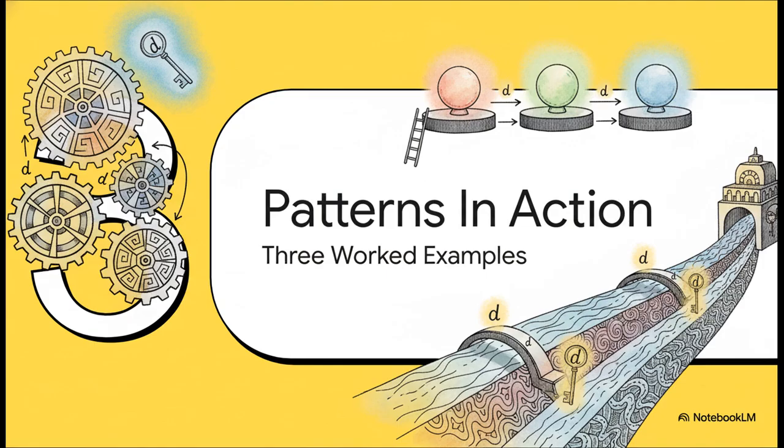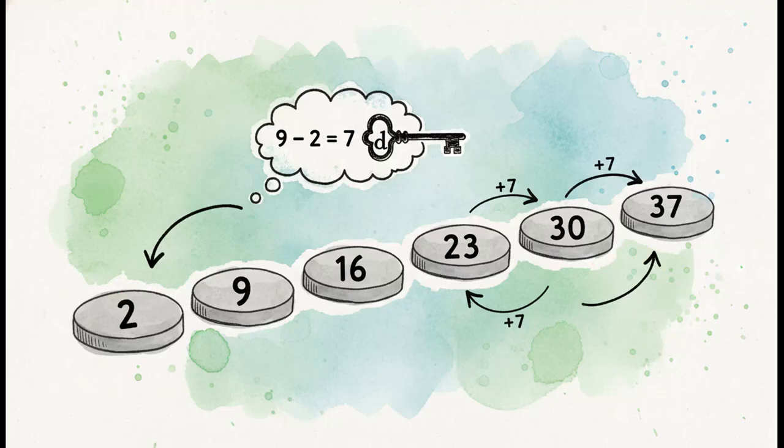Okay, theory's great, but let's put this into practice. We're going to run through 3 quick examples to show you how finding d is like finding the key to the whole puzzle. Example 1. We've got 2, 9, 16, and we want to know what's next. First job, find d. So we do 9 minus 2, and that gives us 7. Awesome. Now we just keep adding our d. 16 plus 7 is 23, 23 plus 7 is 30, and 30 plus 7 gets us to 37.